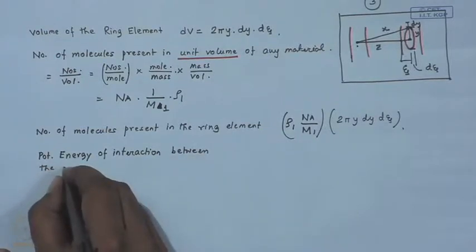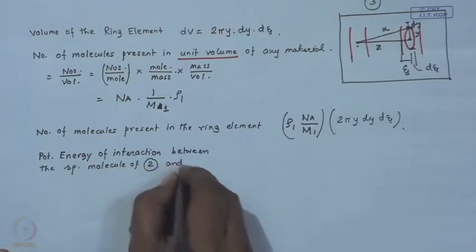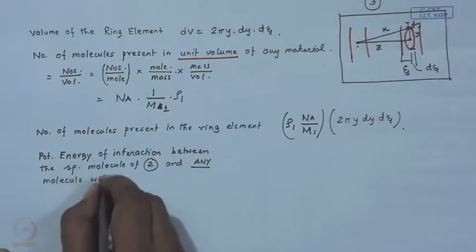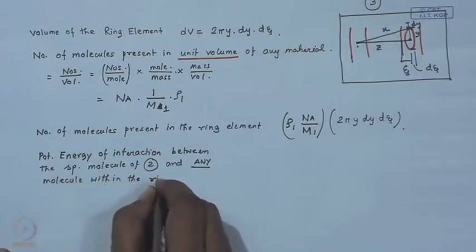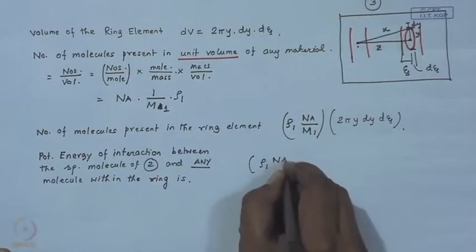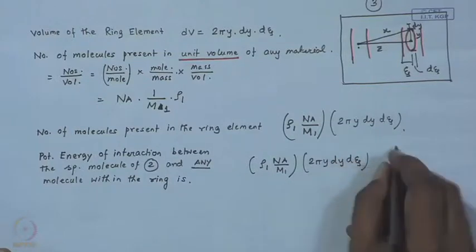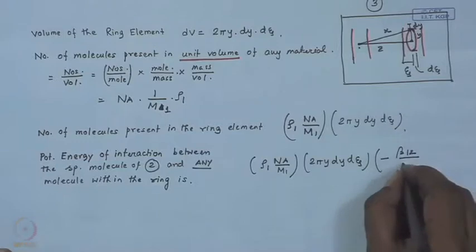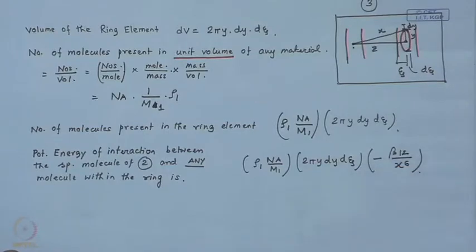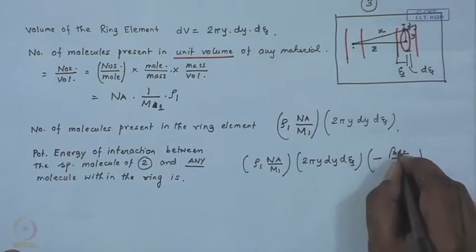Between the specific molecule of 2 and any molecule present in the ring is minus beta 1 2 divided by x to the power 6. So, beta 1 2 is the material specific property we talked about. Since we have two materials over here, 1 and 2, we have used the suffix beta 1 2.